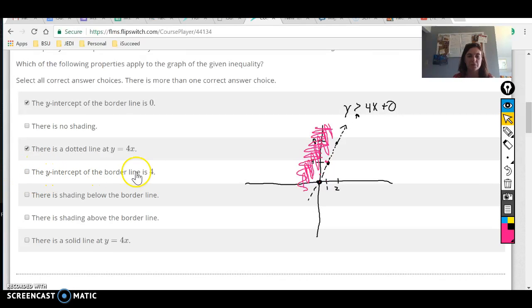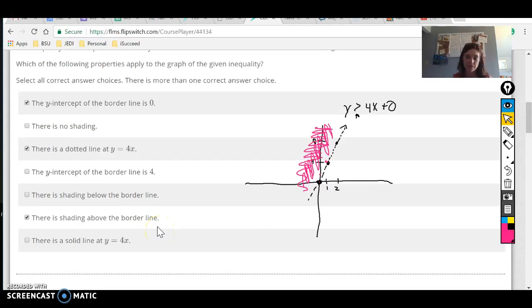The y-intercept of the borderline is 4. No, we already decided that was 0. There is shading below the borderline. Nope, actually it's above the borderline. And the solid line at y equals 4x, actually we decided it was a dotted line at y equals 4x. So these 3 answers describe our line, and we're going to be asked to describe a line here in a little bit.